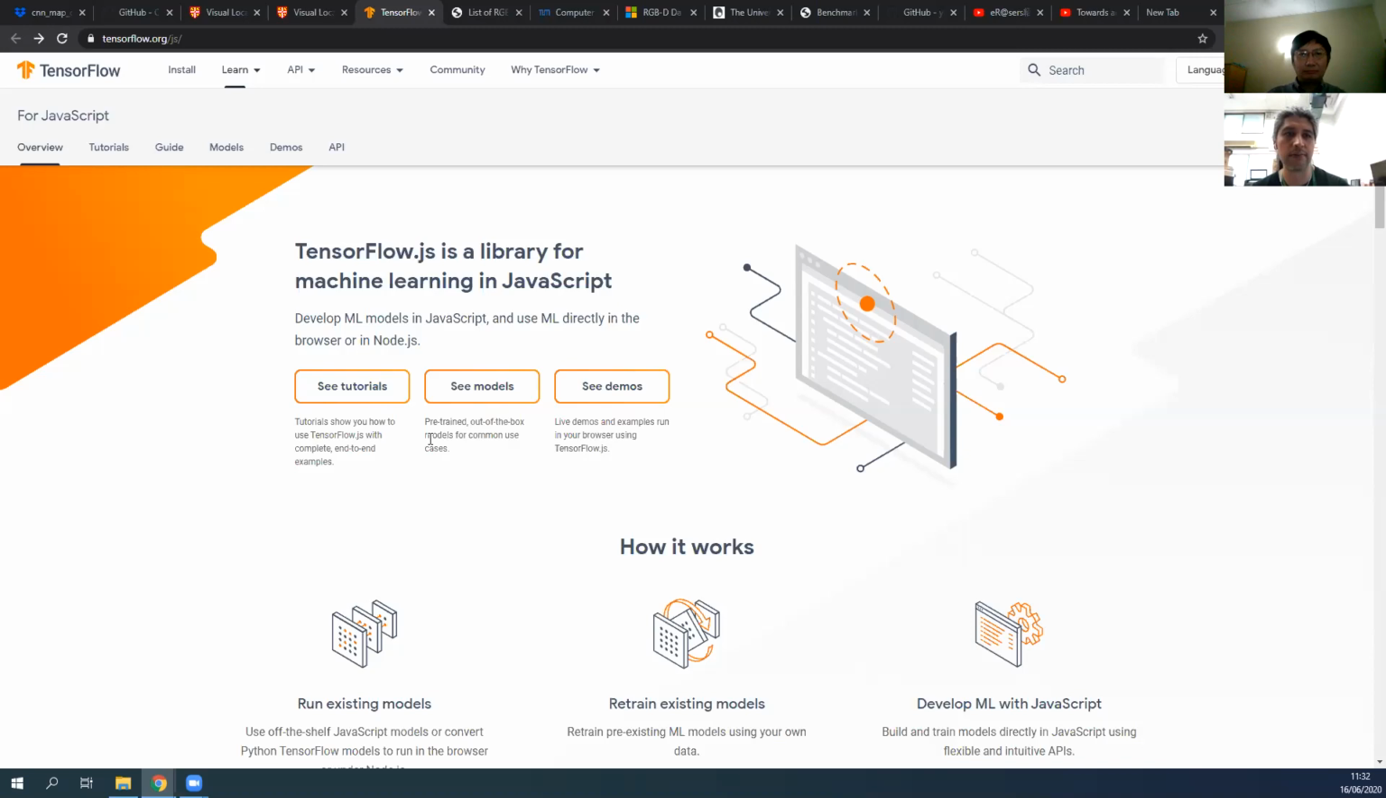But yes, we need a GPU. In this case, in particular, without making any advertising, we use Alienware. I think anyone can be good.